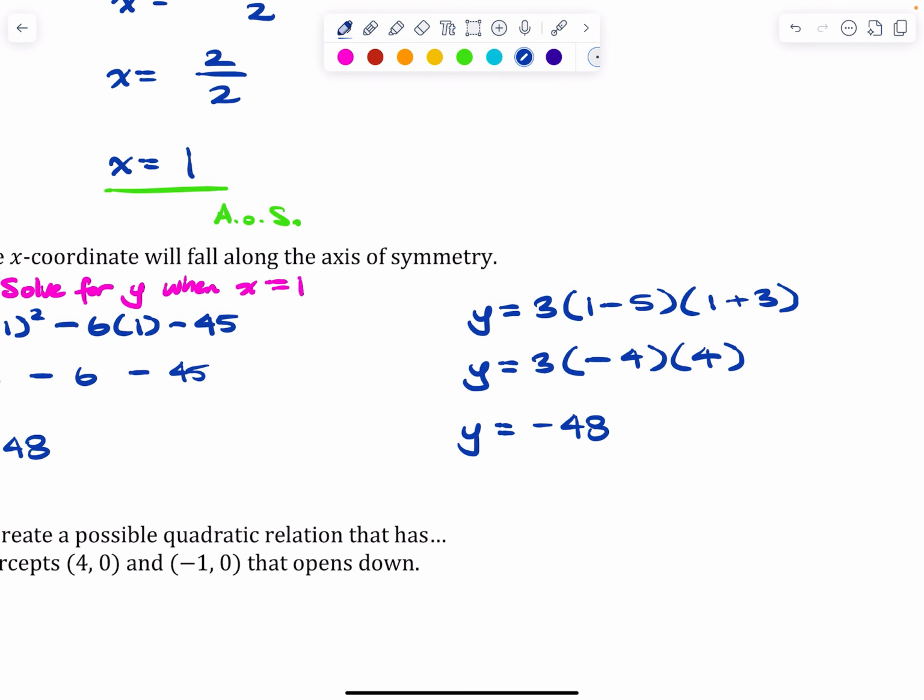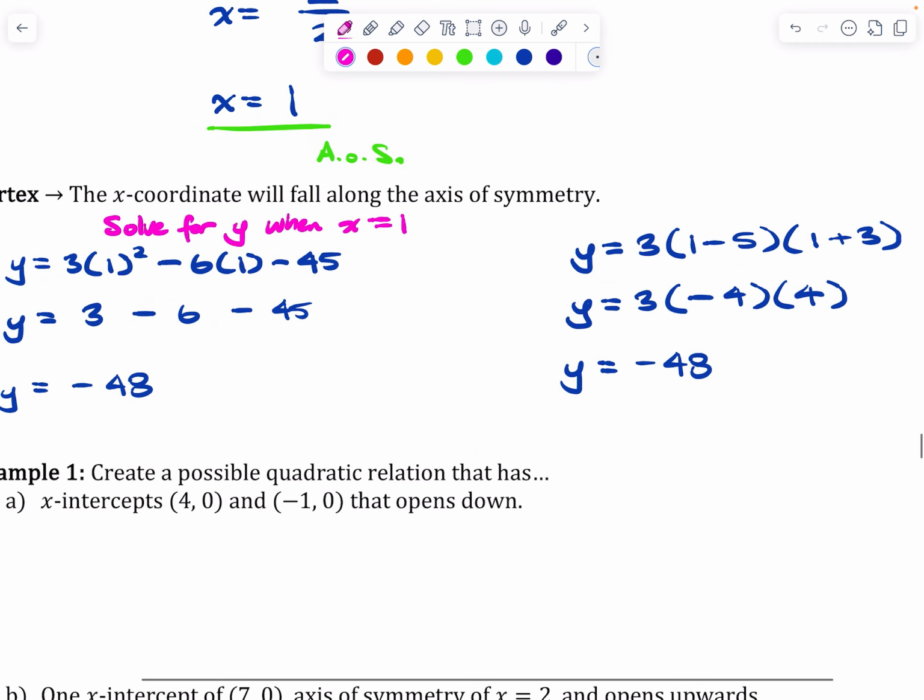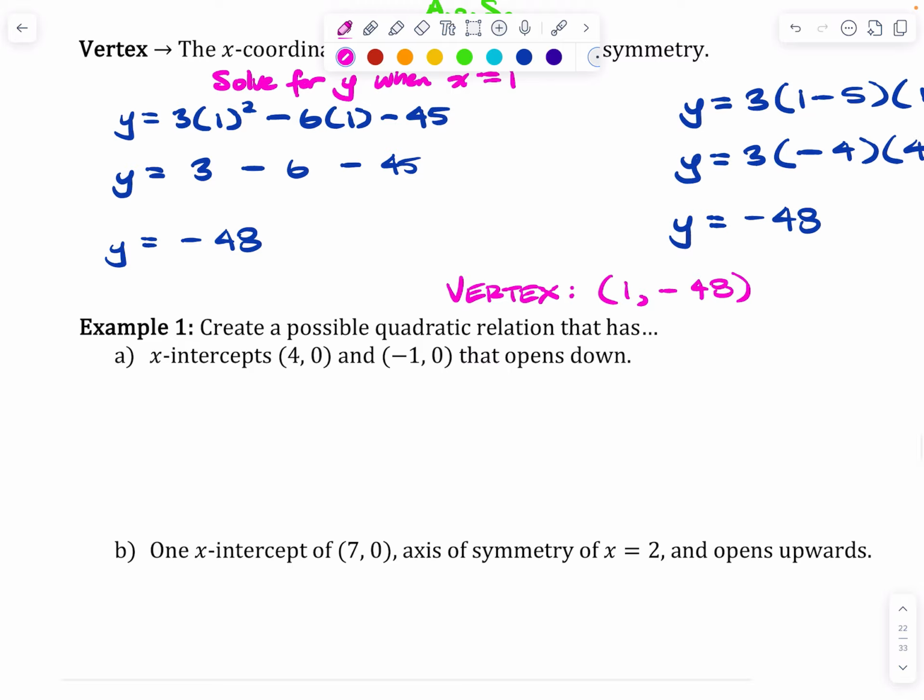The vertex here is the point 1, negative 48. So, couple examples to try out. These first ones, we're going to create a possible quadratic relation that has these features. In this case, we know it has two x-intercepts and that it opens down.